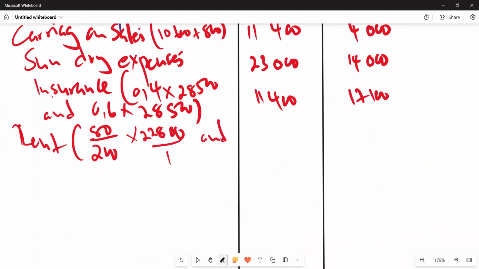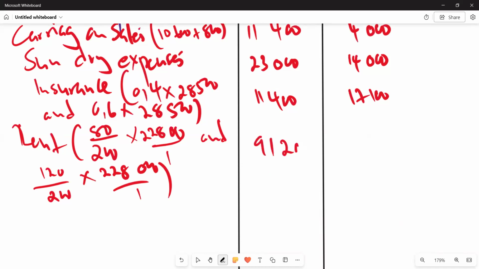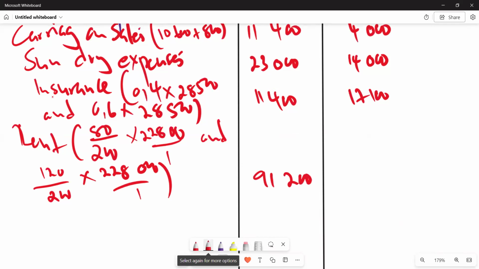And then the second one, we do the same thing, it's 120 over 200, multiplied by 228,000 over 1. Second calculation. So on the first calculation, in the first column, your answer is 91,200. We can just try to bring it down so that it's coming here. So we are saying 91,200. And the second column, we are going to get it as 136,800. And we go to check on the next expense.